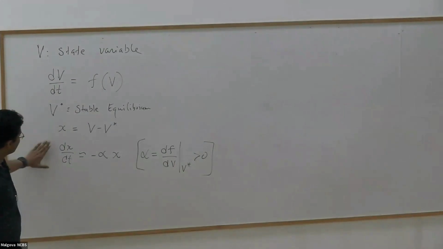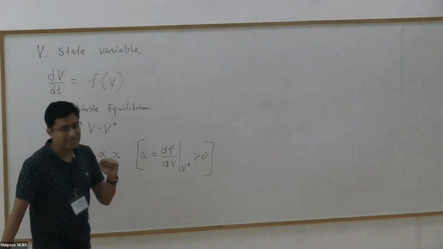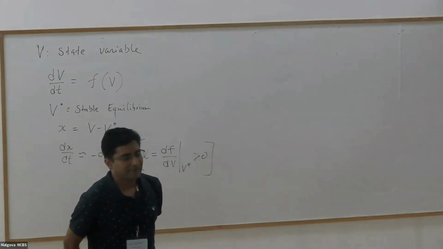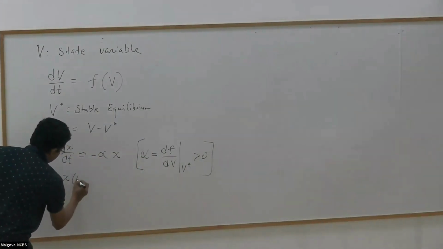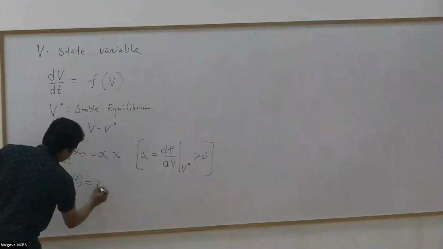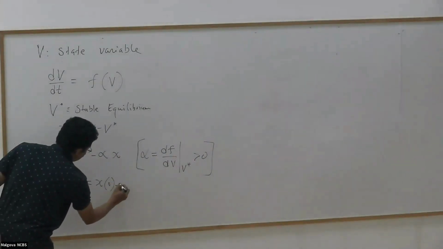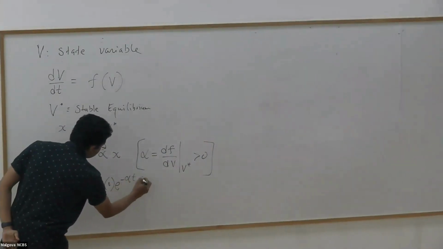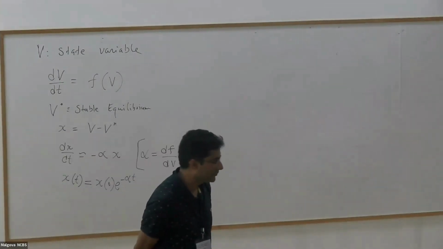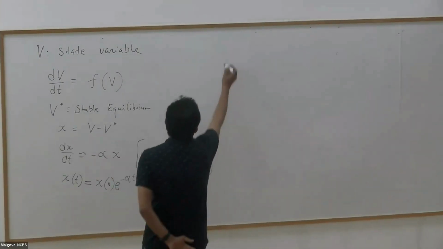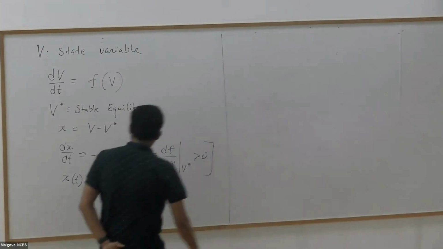So what this tells you is that the perturbation from an equilibrium follows this very simple equation. And if you were to look at the temporal evolution of the perturbation, it would basically decay exponentially. Okay, excellent. We are on the same page now.